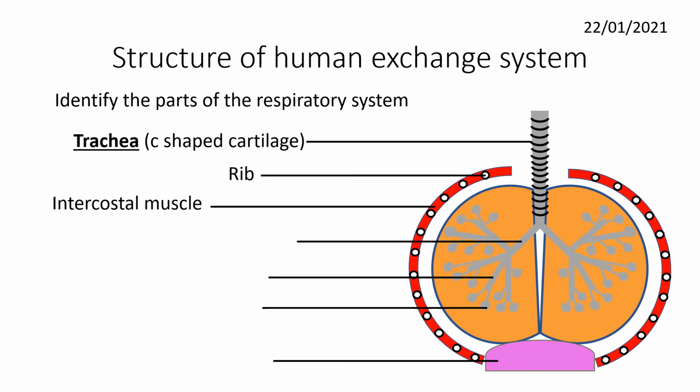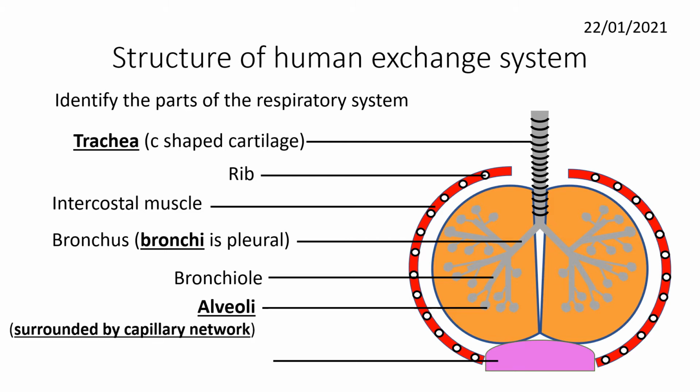We also have the trachea break up into two separate tubes. Those two separate tubes are referred to as bronchi, or we can refer to each one on its own as a bronchus. The tubes then get smaller and smaller as we move further into the lungs, and you end up with what are called bronchioles. At the end of the bronchioles, we have small cauliflower-shaped objects called alveoli, and each of the alveoli is surrounded by a capillary network. At the very bottom of the entire thing, we have what's called a diaphragm.